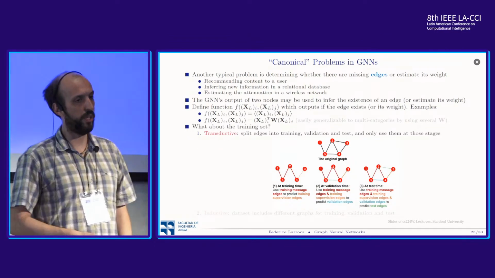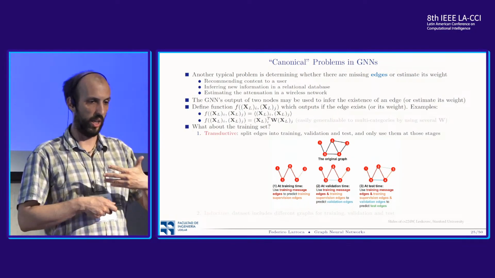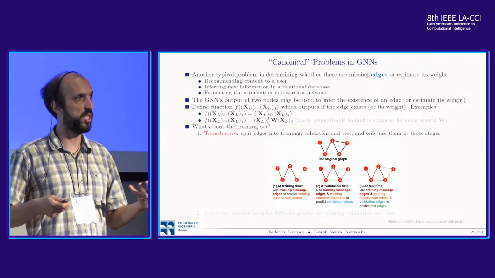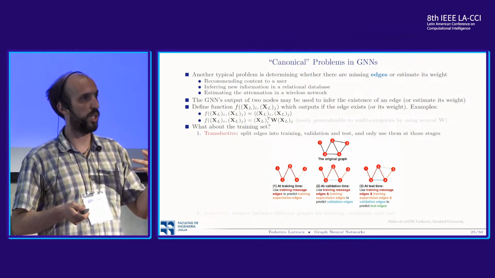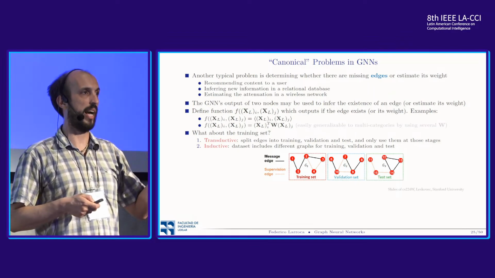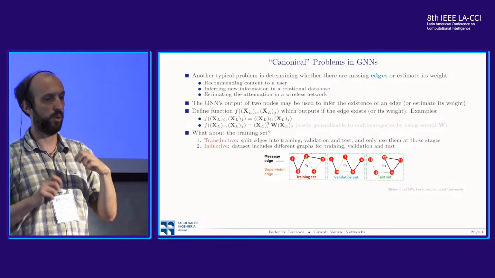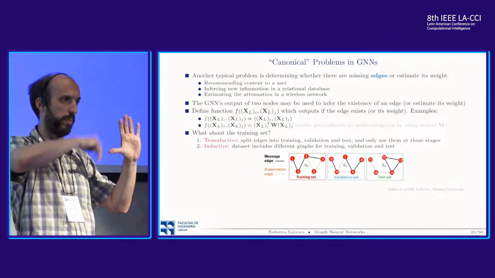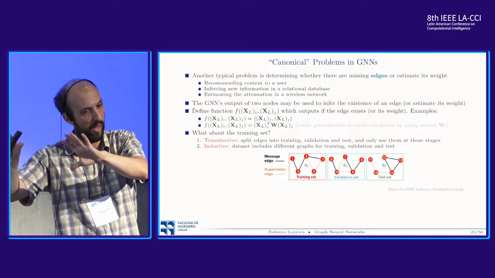So again, you may think, well, what do we do about training? We may use a single graph and take out edges for training, or we may be lucky enough to have several graphs and perform training on these different graphs by taking out some of the edges and trying to predict them on other graphs.